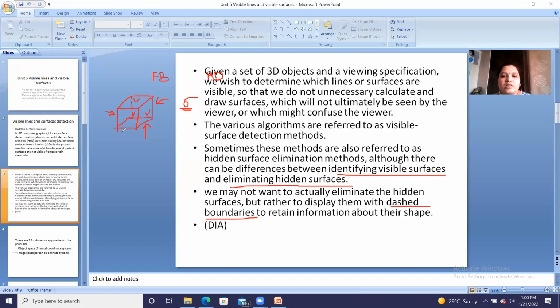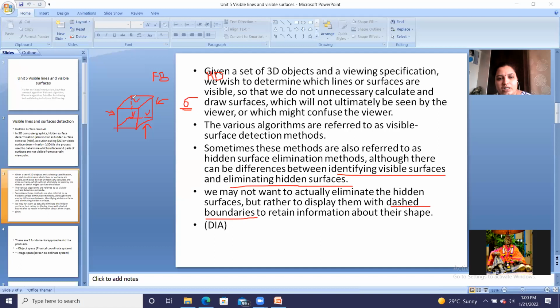So visible surface detection or hidden surface removal has two things to consider. First is total removal of the surfaces, and the second thing is, instead of solid lines, we are using the dotted lines to represent the actual shape of the object. Okay, so if we are using the dotted lines, both the purposes are achieved.